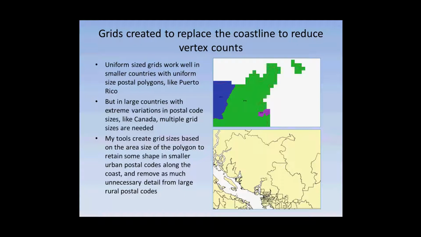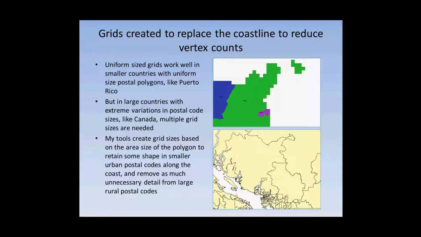I used uniform grids at first, as you see here up in the top right. This is an example from Puerto Rico. They were all the same size, I believe 1,000 meters I used here, and Puerto Rico doesn't have much variation in postal code size, so it seemed to work very well. It still maintained some of the shape, but it really reduced the size of the vertex count because grids are very, very efficient when it comes to displaying information.